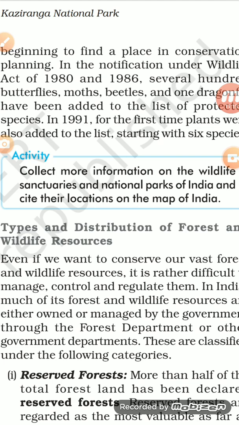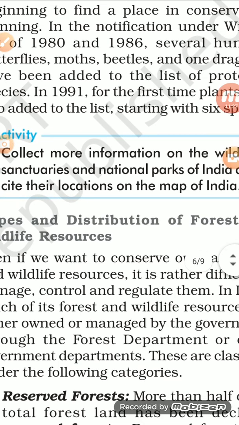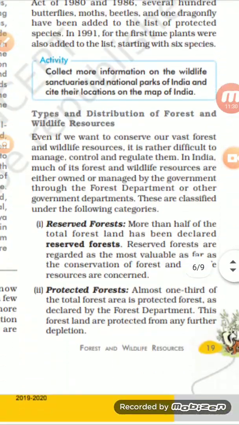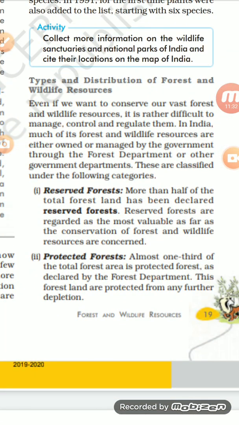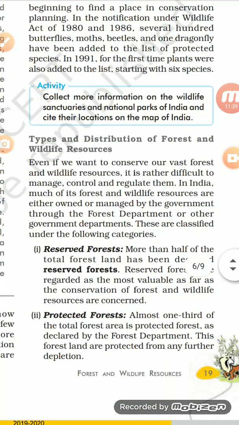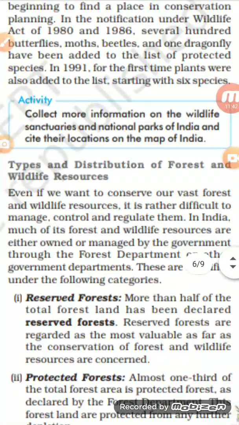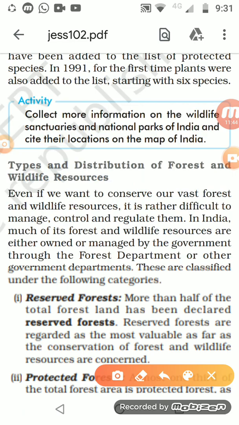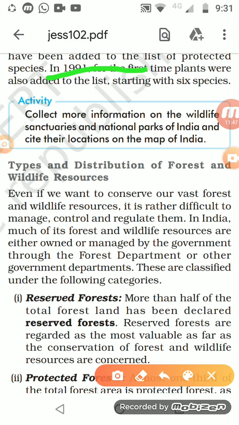Do you feel happy to see a butterfly? I feel very happy. I go into my childhood days when we used to see the butterfly and run after it. So imagine a time comes when we don't find butterflies in the garden or in the parks. We'll feel bad, isn't it? So we need to see that each and every species is maintained. Plants were also added into this. Please see, children, it is mentioned here. In 1991, for the first time, plants were also added to the list, starting with 6 species.